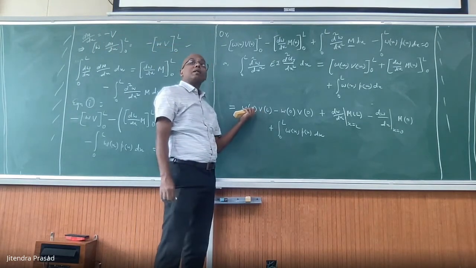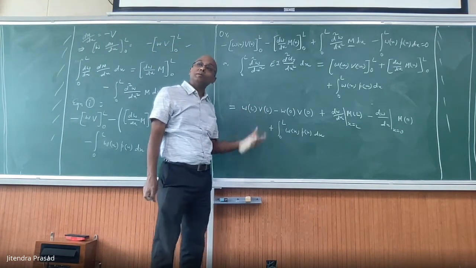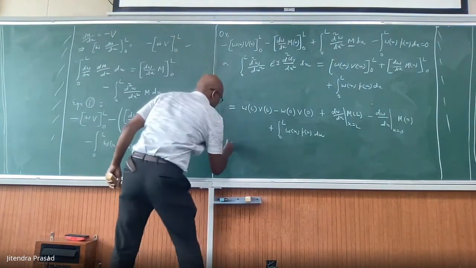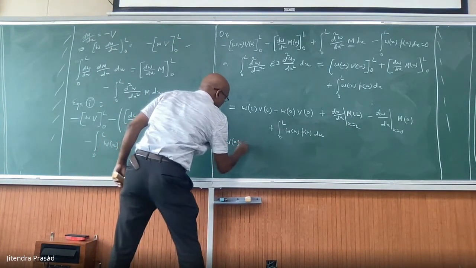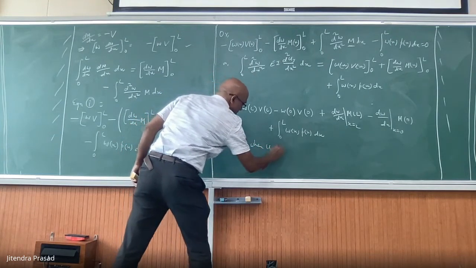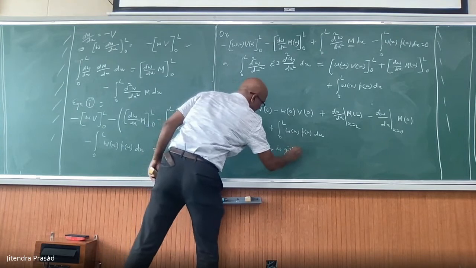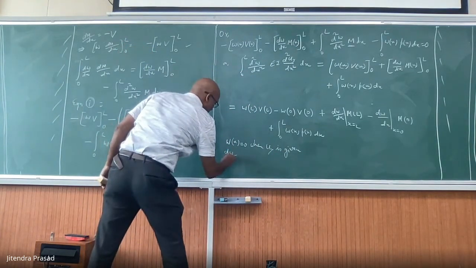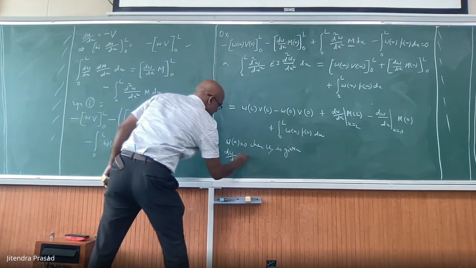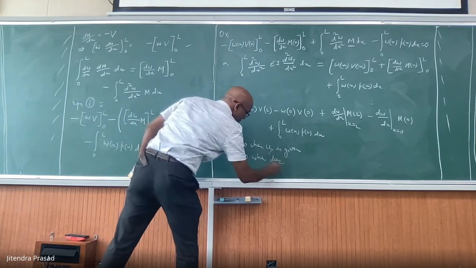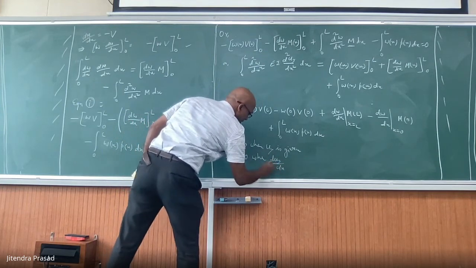Now, what is the property of w? So w(x) is equal to 0 where uy is given, right? Similarly, dw over dx is equal to 0 where duy over dx, that is theta, is given.